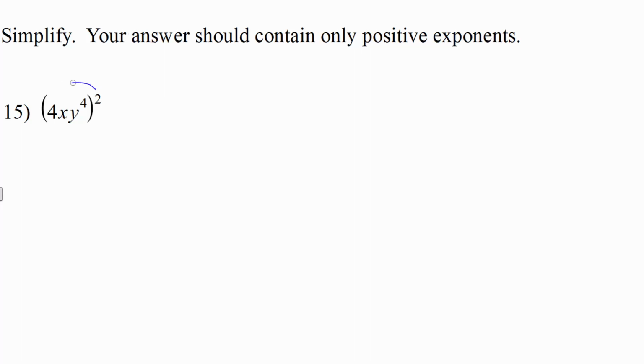15. We need everything inside to be squared. You can kind of think of this like a distributive property where everything has to get it. A lot of people will forget that even that 4 in the front needs to be squared to get 16. So our answer here should be 16x squared y to the 8th. So since x didn't have an exponent, since we're squaring it, it becomes x squared. Then y to the 4th, when we square it, multiply those exponents and get y to the 8th.